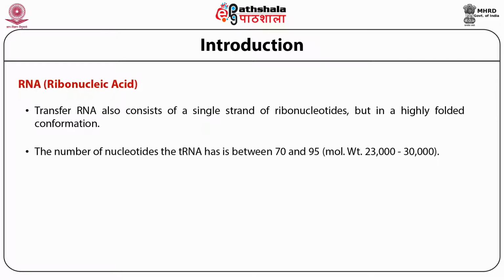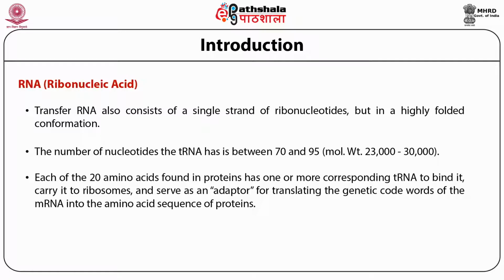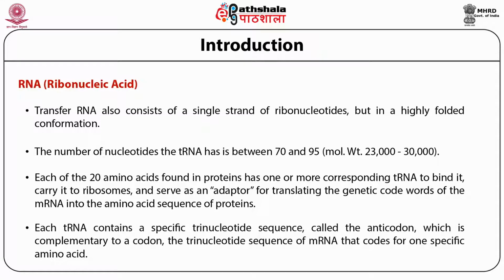The number of nucleotides the tRNA has is between 70 and 95, and the molecular weight ranges from 23,000 to 30,000 Dalton. Each of the 20 amino acids found in proteins has one or more corresponding tRNA to bind it, carry it to ribosomes, and serve as an adapter for translating the genetic code words of the mRNA into the amino acid sequence of proteins. Each tRNA contains a specific trinucleotide sequence called the anticodon, which is complementary to a codon, the trinucleotide sequence of mRNA that codes for one specific amino acid.